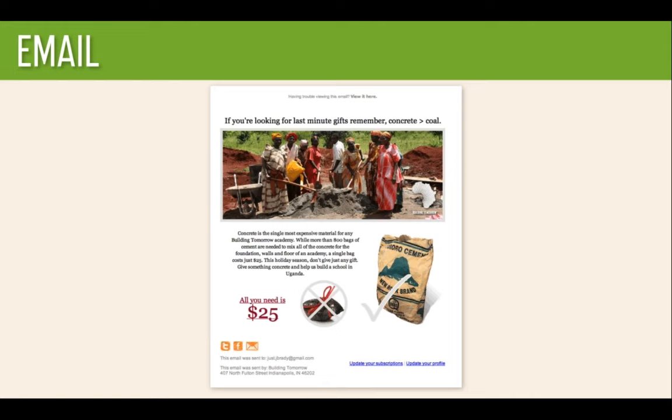So let's take a look at one. Here's an example. This is Building Tomorrow. If you see above there, you see the text: if you're looking for last minute gifts, remember concrete is greater than coal. You probably won't realize what that is.